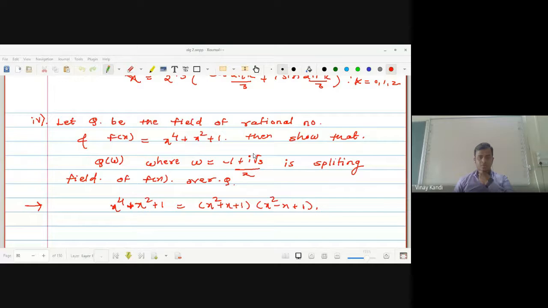So in the last lecture, we saw the last example. Let Q be the field of rational numbers and f(x) = x^4 + x^2 + 1. Then show that Q(w), where w = (-1 + √3 i)/2, is the splitting field of f(x) over Q.